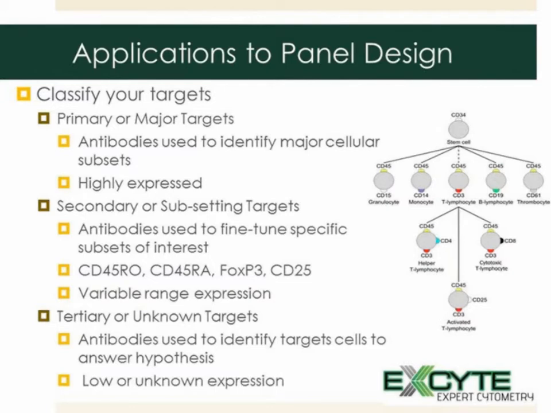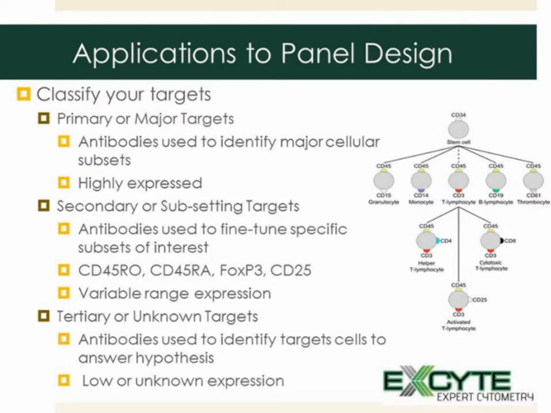How do we apply this to our panel design? Well, the way I like to think about it is I'm going to classify my targets at 3 levels. Over here on the right, I'm showing a typical developmental diagram you've probably seen of the hematopoietic system from stem cell to mature cells. My primary or major target antibodies, these are the things that are highly expressed. We talk about these cells all the time, things like CD4, CD3, CD19 for B cells in the human, for example. The second level of antibodies that we talk about are our subsetting targets.